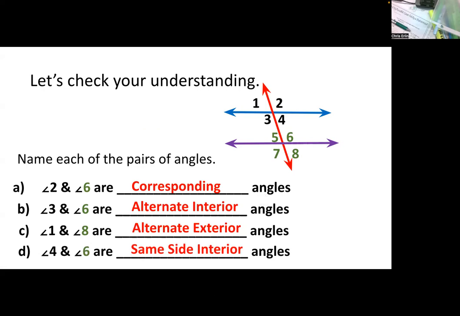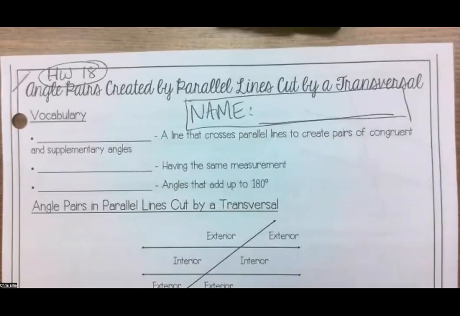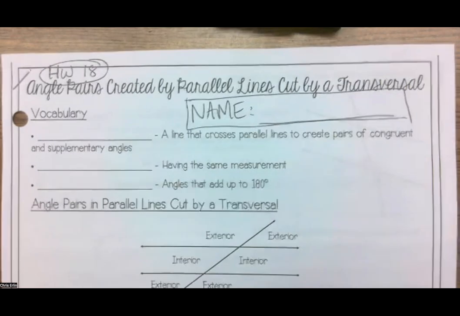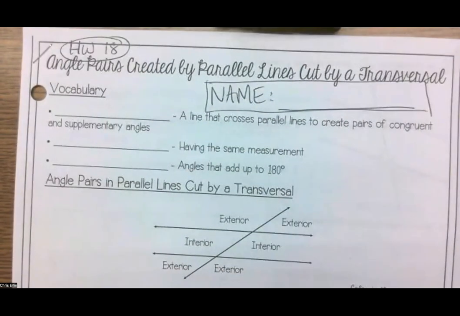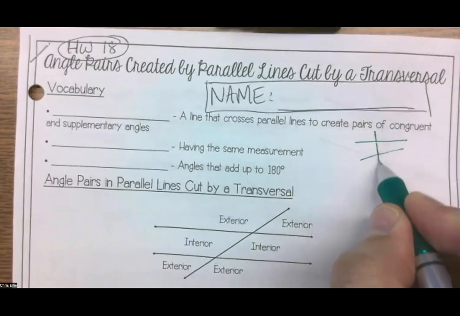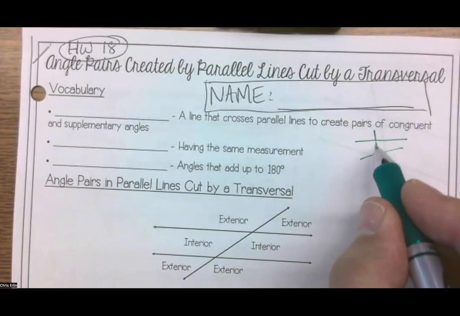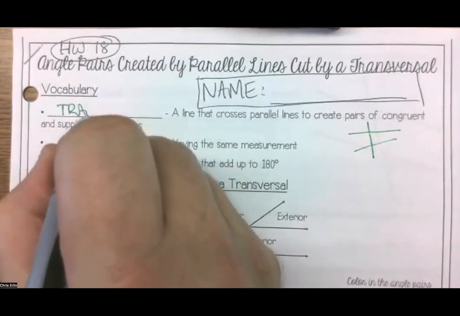I'm going to now pass out today's worksheet. Okay. Come on back together, please. Please be quiet. Let's fill in some initial vocabulary first. A line that crosses parallel lines, or even non-parallel lines, to create pairs of angles that we're going to be naming. What do we call the bridge? Very good. Transversal.